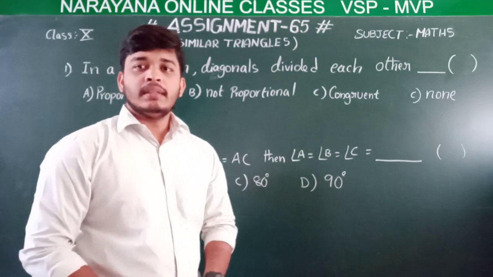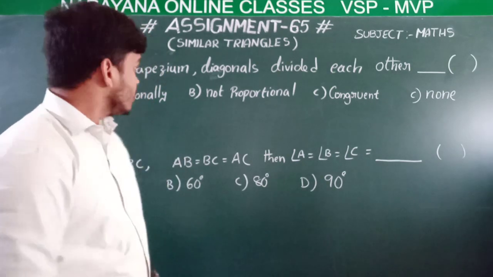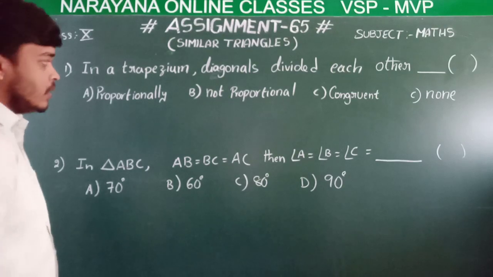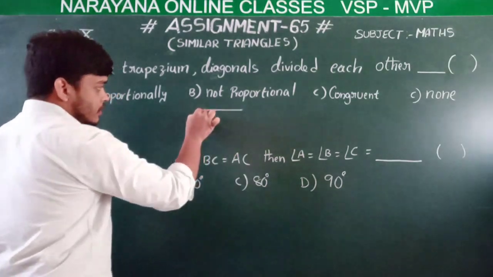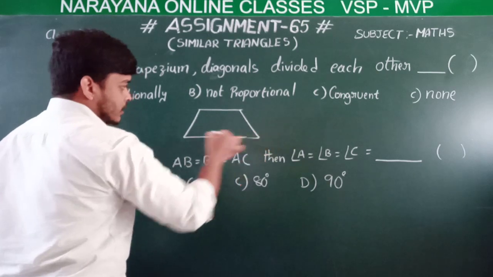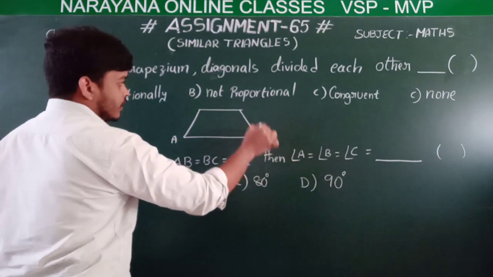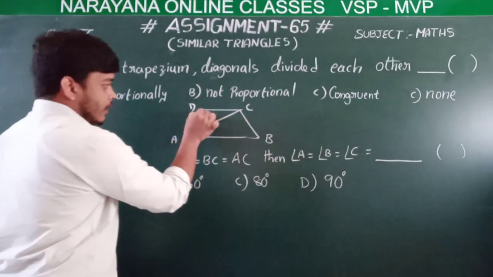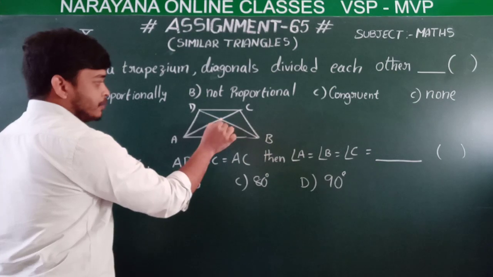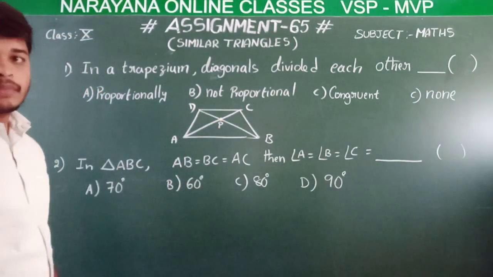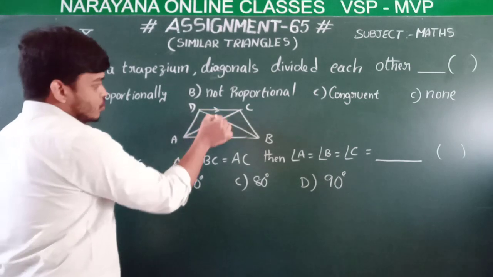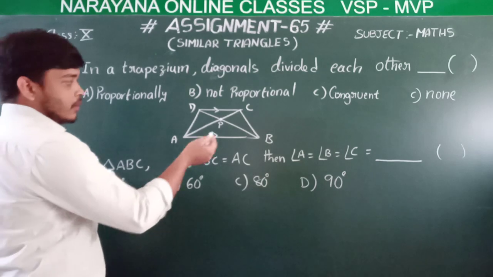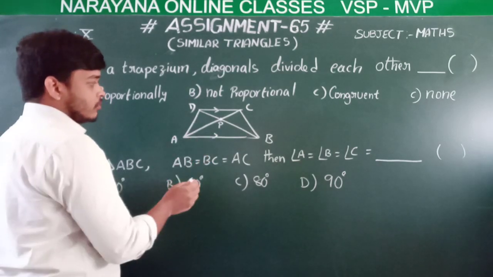See here in that assignment, first question: in a trapezium, diagonals divide each other. I am drawing a trapezium ABCD, where AC is one diagonal and BD is another diagonal, and they meet each other at the point P. If AB and DC are parallel, then we have a question there.